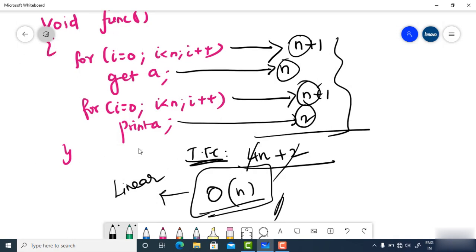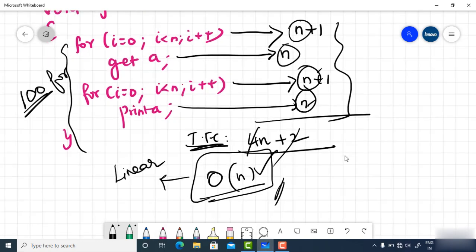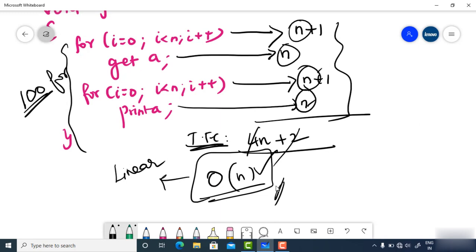Understand that even if you have 100 for loops separately like this, it will take only linear time, because if you have a lot of for loops separately, it will take only linear time. Please note this point: in your program, you are allowed to have a lot of for loops separately, but if you are nesting them, that is a problem. I'll tell you the problem in the very next example. So again, a single independent for loop will take only linear time. That is something to be remembered.